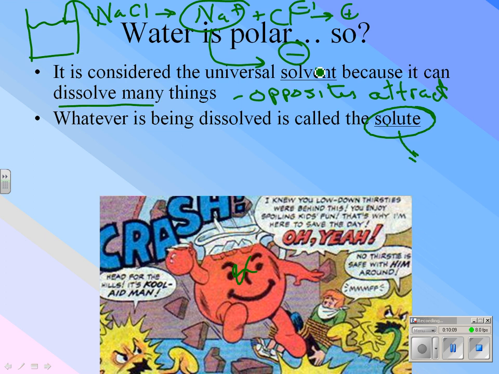The other thing that makes water polar, because water is polar, it has a positive and negative end. So if we have a water molecule here like this, with a negative and positive end, it sticks to another water molecule. The positive end of one water molecule sticks to the negative end of another water molecule, and that makes them stick together.